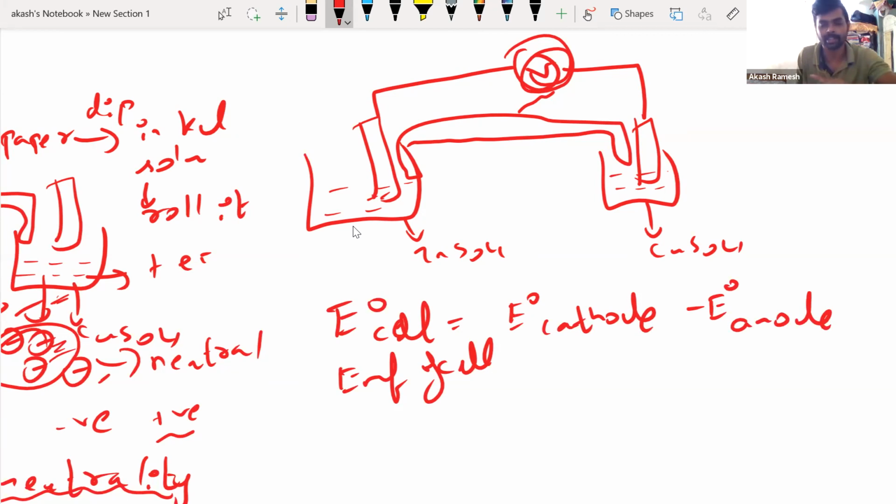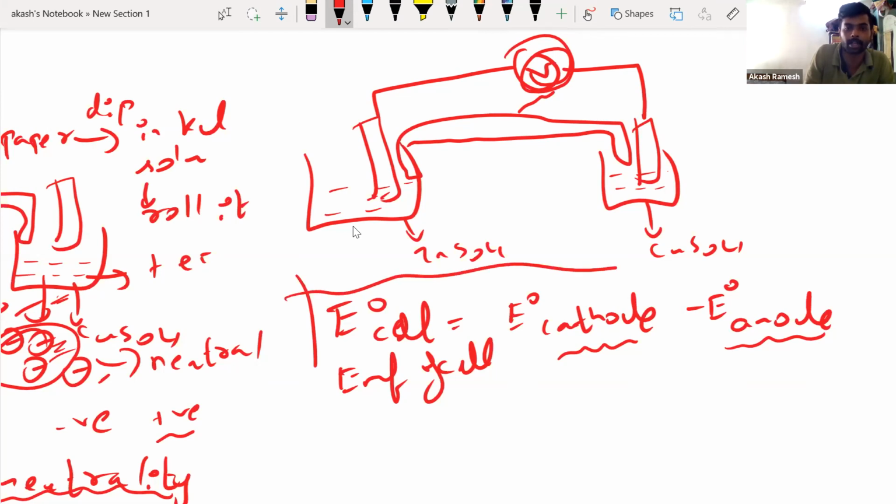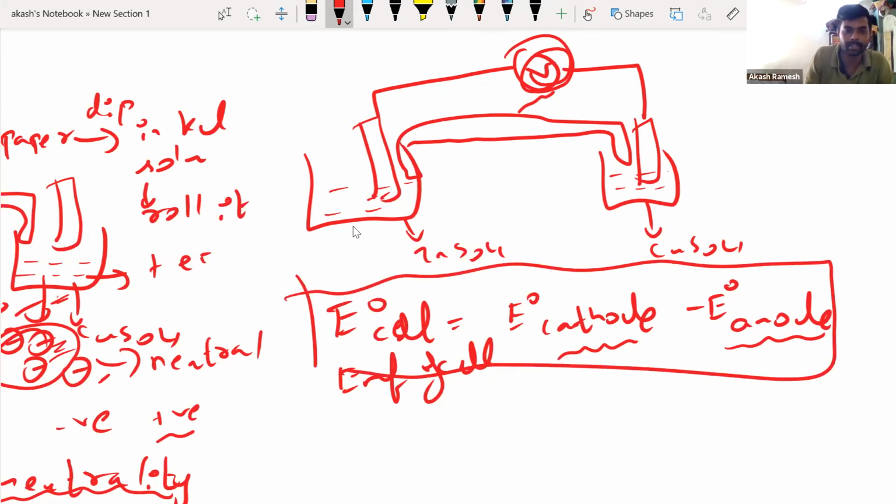So E naught cell is the overall potential difference, equal to one potential minus the other potential. Always remember, when you calculate the potential difference, it is the difference between the cathode potential and the anode potential. You should not write E naught anode minus E naught cathode. You should always write cathode minus anode. This is a very standard formula which you have to remember. And this E naught cell is what will be given by this voltmeter.